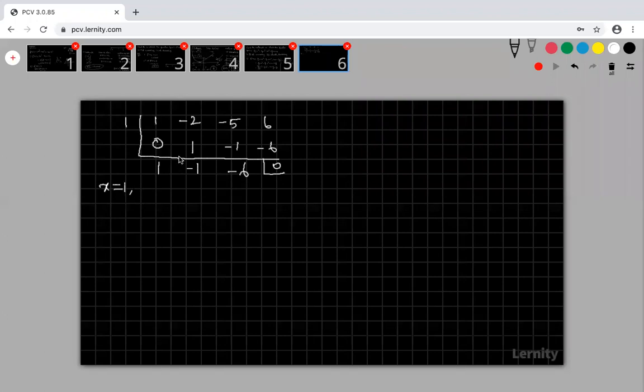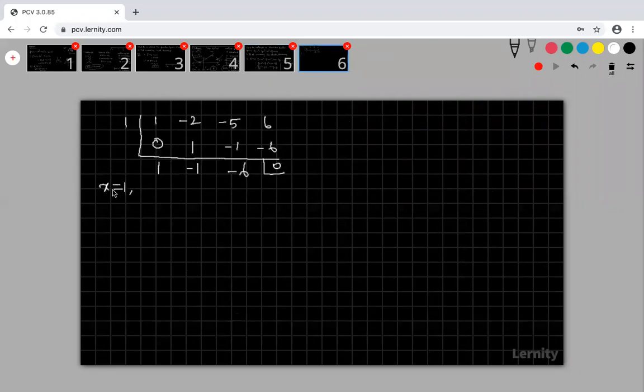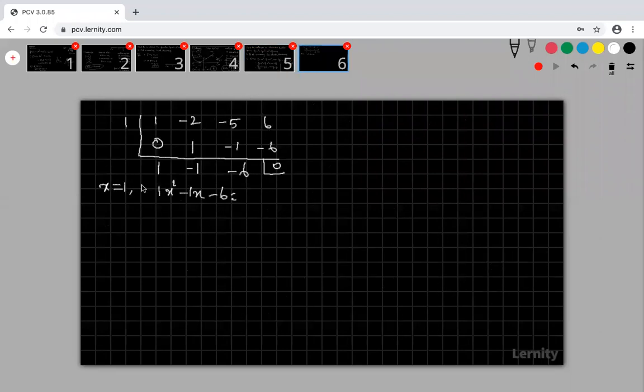Okay, right. So now look at that. These three terms can be written as, since it is a third degree polynomial, after finding one root it will reduce to a second degree polynomial. That is, this is 1x square, this is minus 1x, this is minus 6. Are you clear? After finding one root of the given polynomial, the remaining coefficients denote this second degree polynomial: x square coefficient, x coefficient, constant. So x square minus x minus 6.